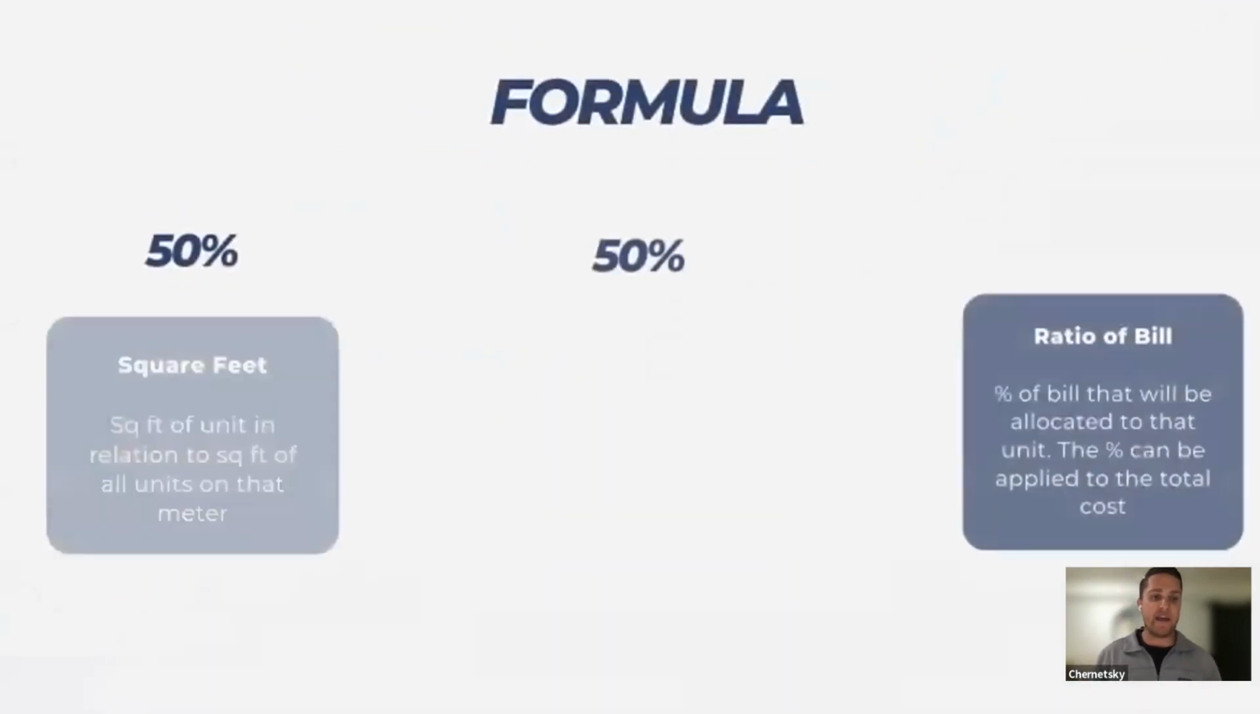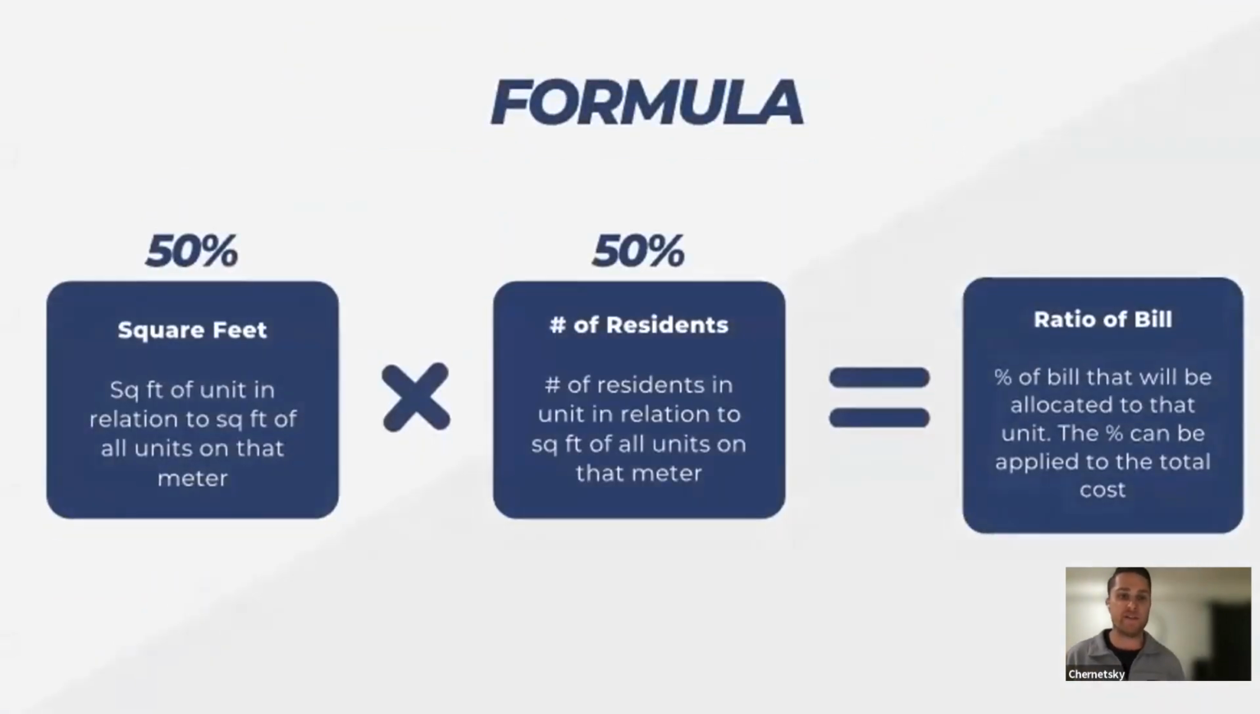All right, so how do we calculate RUBS? RUBS is a formula that calculates the number of occupants at a property in comparison to the total number of occupants that are assigned to one meter. And then you multiply that amount by the number of residents in that unit in relation to the allocation to that meter. The way in which you split the ratio is up to the landlord, the manager, whoever is making the decision around RUBS.